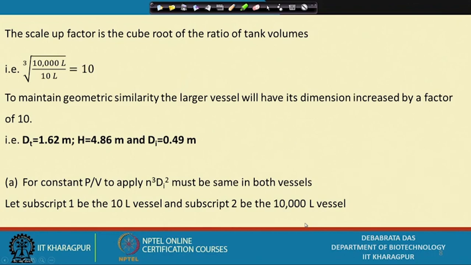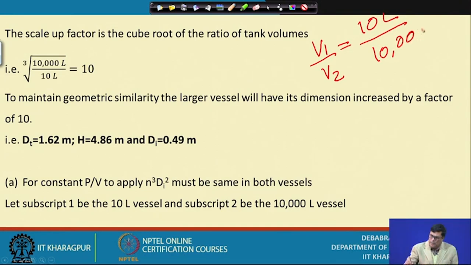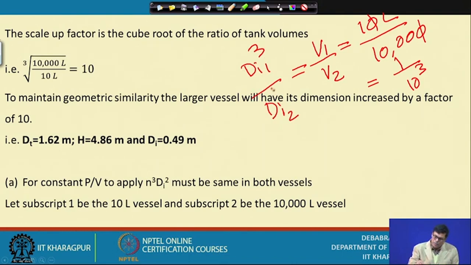Now next is the 10,000 liter reactor, am I right? You know the scale up, so how can you find that? I told you that V1 by V2 is equal to what? V1 is 10 liters and V2 is 10,000 liters, so I can cancel it. It is 1000, so this is 1 by 10 to the power 3. This is equal to DI 1 cubed by DI 2 cubed, am I right?